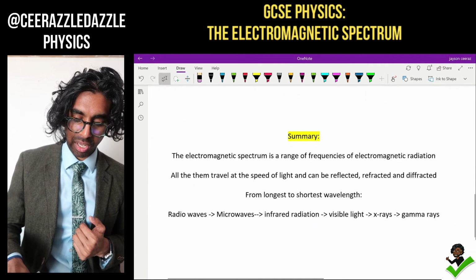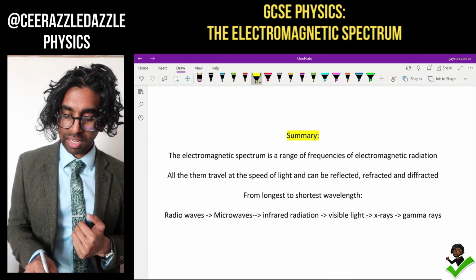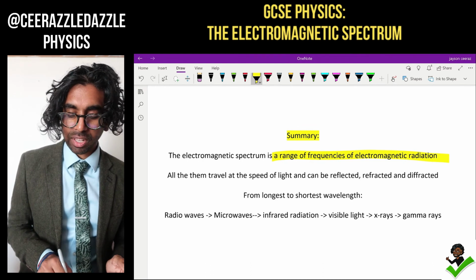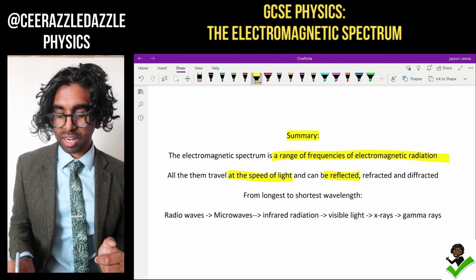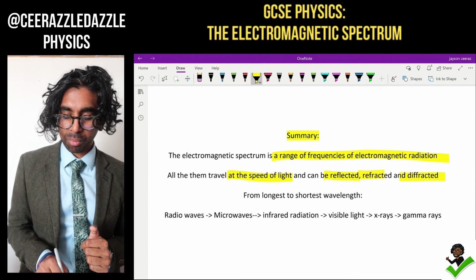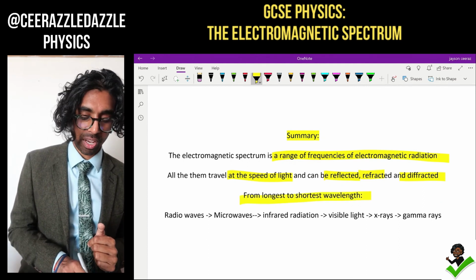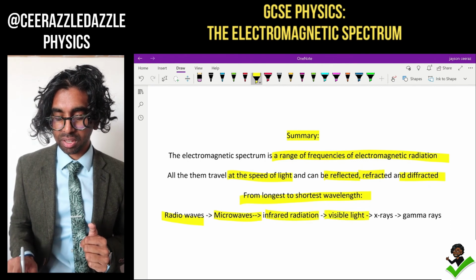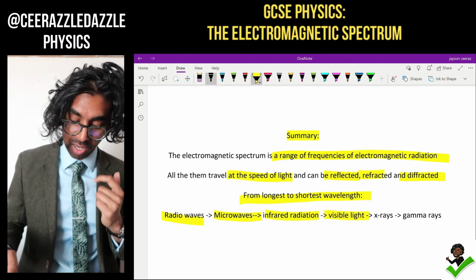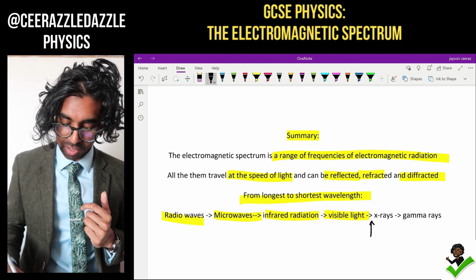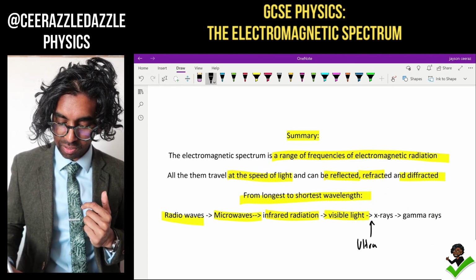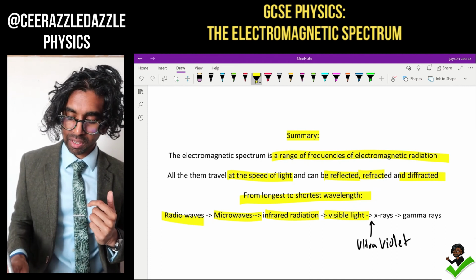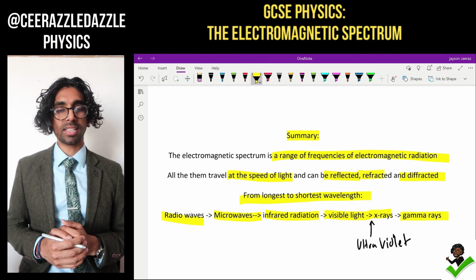So the summary is: the electromagnetic spectrum is a range of frequencies of electromagnetic radiation. All of them travel at the speed of light and can be reflected, refracted, and diffracted. From longest to shortest wavelength, we go radio waves, microwaves, infrared radiation, visible light, ultraviolet, X-rays, and then gamma rays.